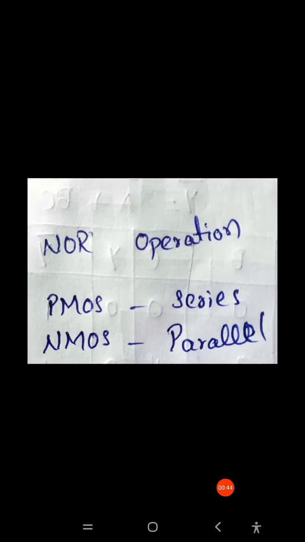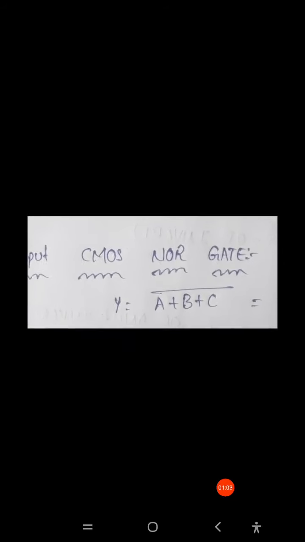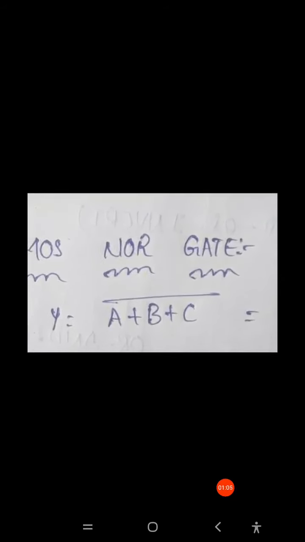So here for NOR operation, the PMOS transistor should be connected in series and NMOS transistor should be connected in parallel. You just keep it in mind. For NOR operation, the PMOS transistor should be connected in series and NMOS transistor should be connected in parallel, right? So here the Boolean expression for NOR gate is y equal to (a plus b plus c) whole bar, which is exactly the complement of OR operation, that is y equal to (a plus b plus c) whole bar, where we are taking the 3 input variables here.